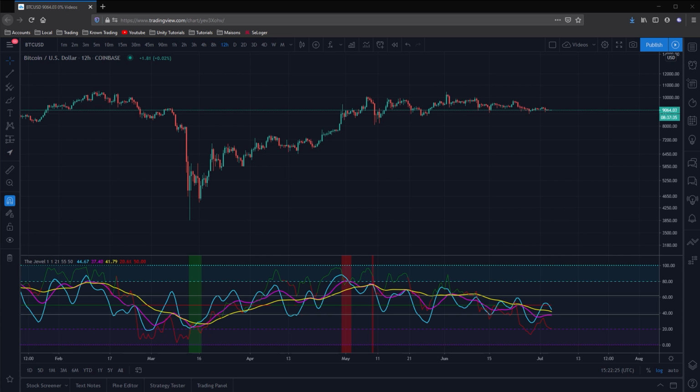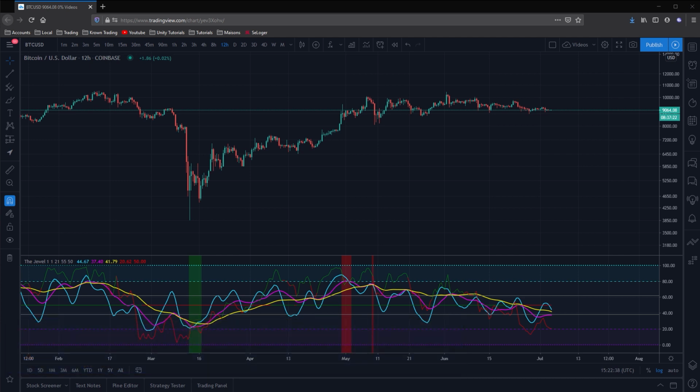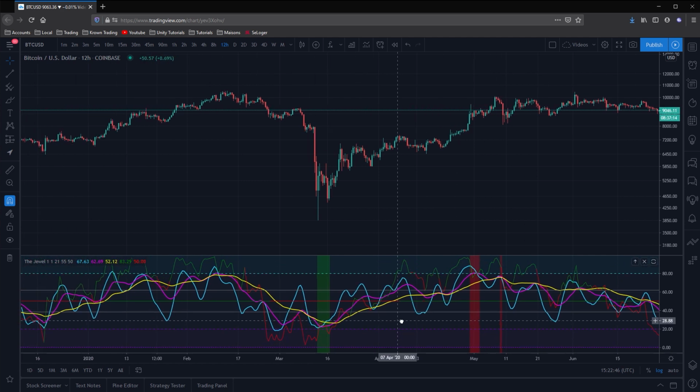So we have a question from Mad Crypto. The question is, signals in the neutral area would be good. Often they can play out, but often if you posted a link to the screenshot in the Discord, you'd have people telling you not to play it. All right, so what Mad Crypto is talking about are the signals that you're gonna get in the middle area.